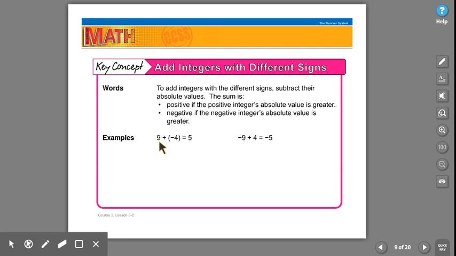So you have absolute value of 9 is 9. Absolute value of 4 is 4. 9 minus 4 is 5. And since you have more positives, your answer is going to be positive 5. Negative 9 plus 4, you have 9 negatives and 4 positives. So the absolute value of negative 9 is 9. Absolute value of 4 is 4. So 9 minus 4 equals 5. And there are more negatives, so the answer would be negative.